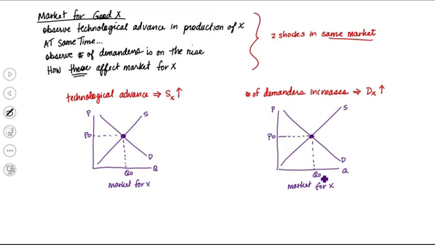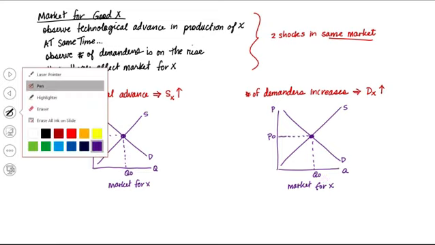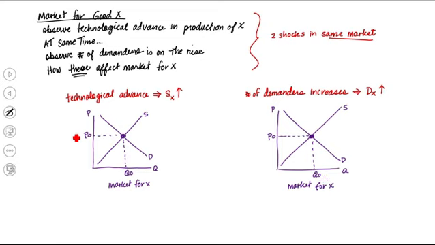On the first graph, we're going to draw our supply increase. So a supply increase, remember, is a shift to the right. So I've shifted my supply curve to the right. That's a supply increase. I've labeled it something new. And I've got a new equilibrium. That gives me a new equilibrium price of P1 and a new equilibrium quantity of Q1.